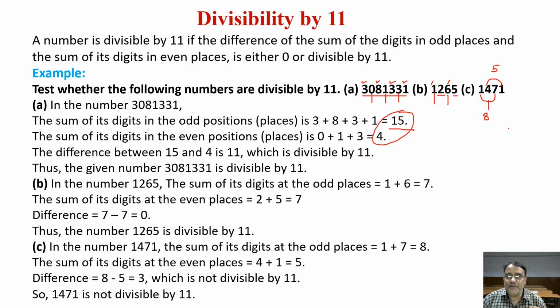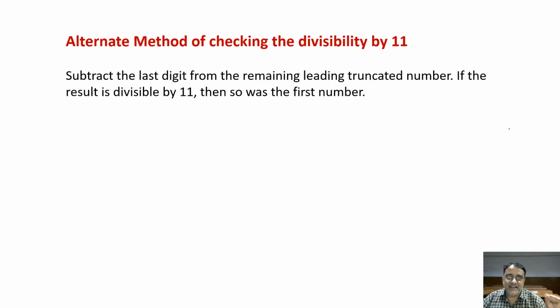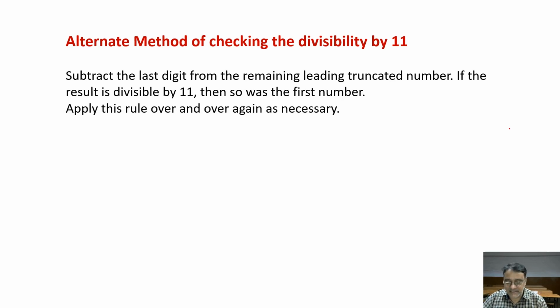ओके और एक और मेथड है 11 के डिविजिबिलिटी चेक करने का, दैट आल्सो आई वांट टू एक्सप्लेन. सब्ट्रैक्ट द लास्ट डिजिट फ्रॉम द रिमेनिंग लीडिंग ट्रंकेटेड नंबर. इफ द रिजल्ट इज डिविजिबल बाय 11 देन सो वाज द फर्स्ट नंबर. चलो आई विल एक्सप्लेन. और ये बार बार सब्ट्रैक्ट करते जाना जब तक कि लास्ट नंबर जो है वो 11 से डिवाइड हो रहा है कि नहीं चेक कर सकते हैं. आई विल एक्सप्लेन विद द हेल्प ऑफ एग्जांपल.